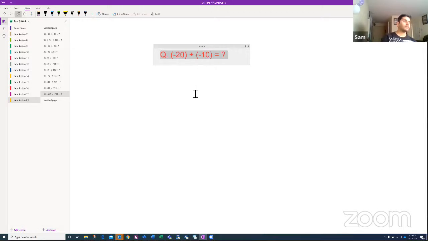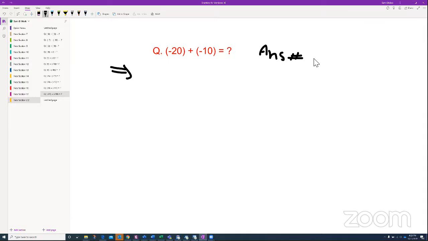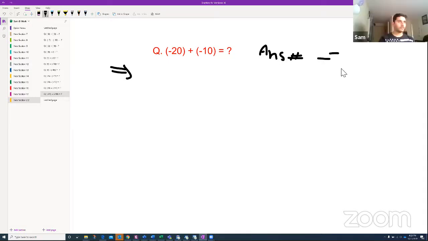Okay, we have addition of negative 20 plus the negative 10. So we're doing an addition of two negative numbers, negative 20 and negative 10. See what the answer is going to be. Negative 30. Negative 30, okay.